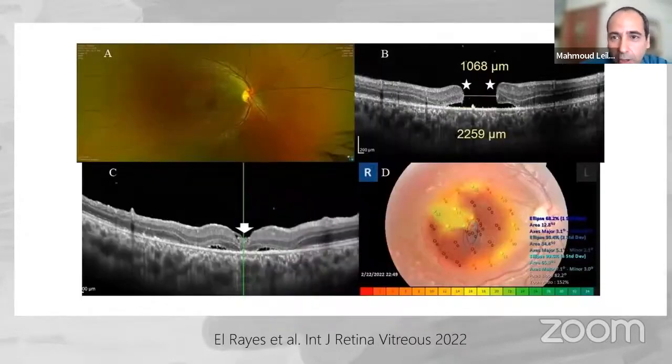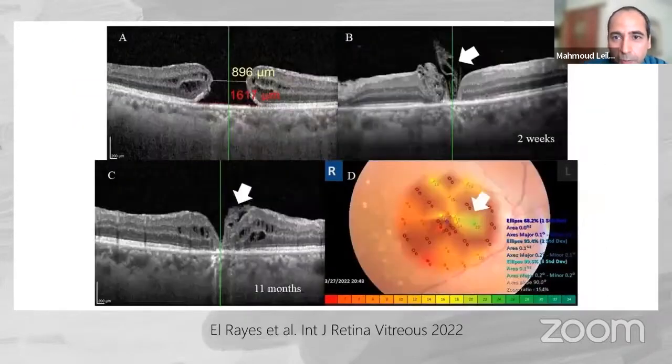That's another example of a U-type closure, though with incomplete restoration, or actually failed restoration, of the outer retinal layers, and hence the patient had unstable fixation and poor macular sensitivity despite the hole closure.